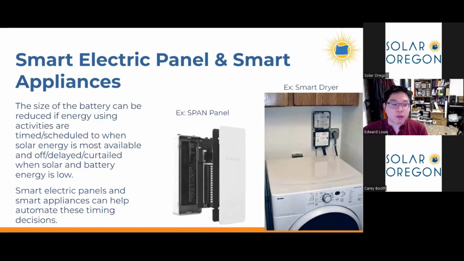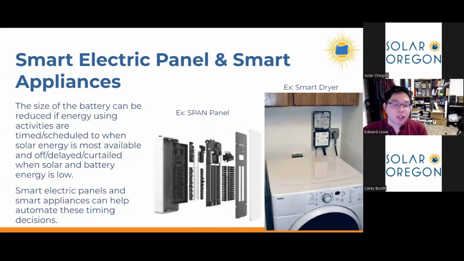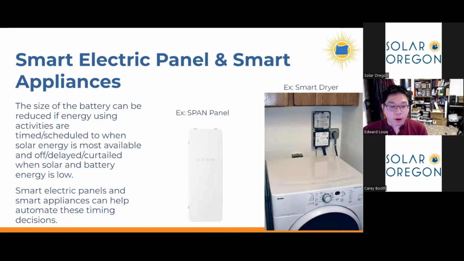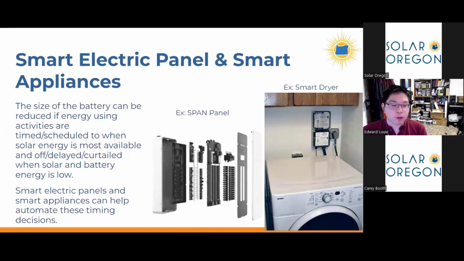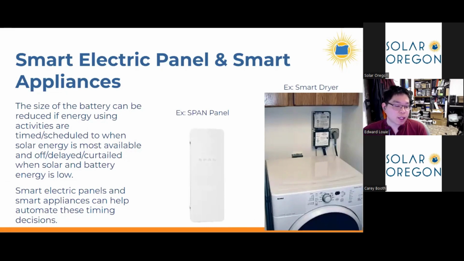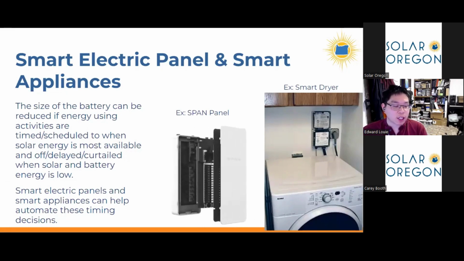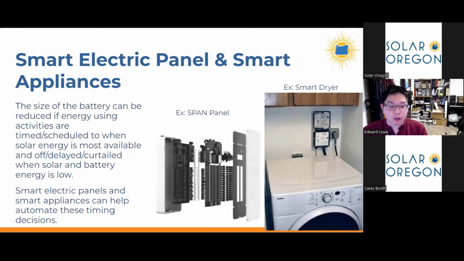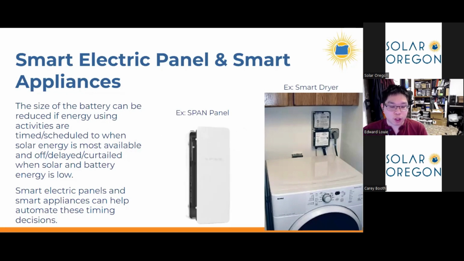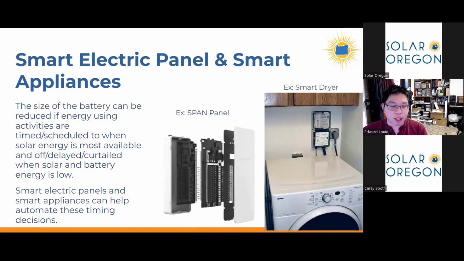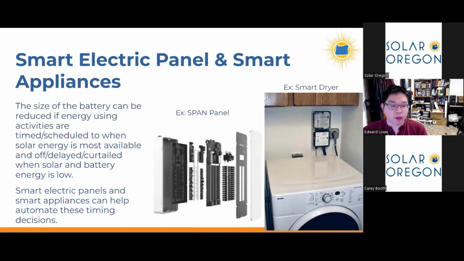So one of the ways you can reduce the size of the battery you need to buy is to put some load control intelligence into the home. And there are some products out there to help you do that. Span makes some smart electrical panels that are getting smarter by the day. And so these panels can be integrated with solar prediction information that's available on the internet.